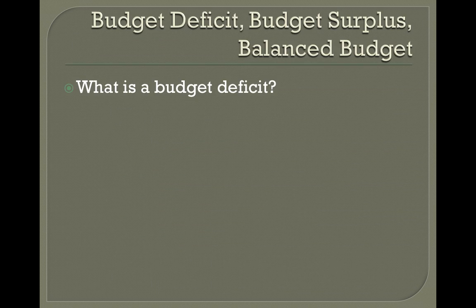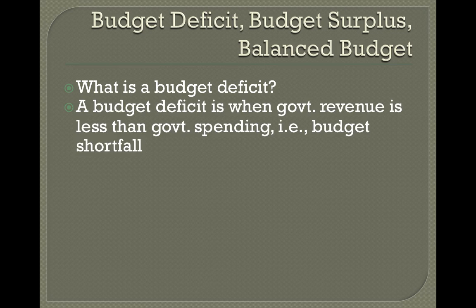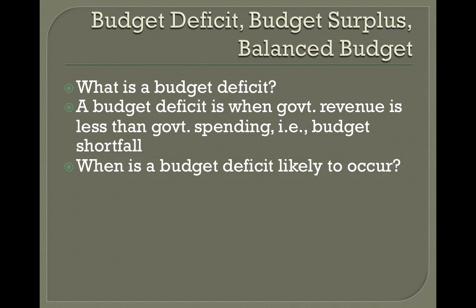Let's talk about these three things. Okay, so again, a budget deficit. What did we just say it was? It is when government revenue is less than government spending. We basically have a budget shortfall. If this is happening, the government might have to borrow money, and this goes into what's called government debt: all the money that the government owes to its creditors, or people that have lent it money, is from budget deficits largely.